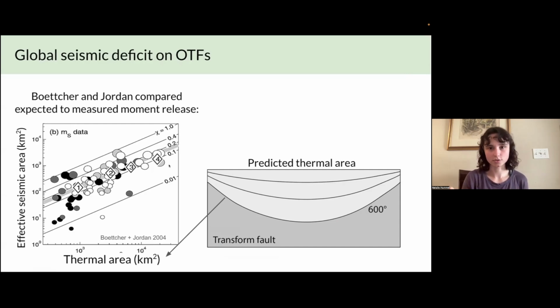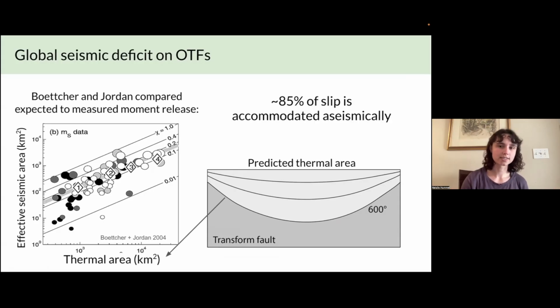Each of these points is a transform fault, but they found that on average, the faults tended to follow this gray line, which represents about 15% of the expected area actually appearing to rupture seismically, which means we have a lot of aseismic slip happening. Most of the slip is accommodated aseismically. And just for reference, there's the Gofar, that's where it plots. It's a pretty representative transform fault.